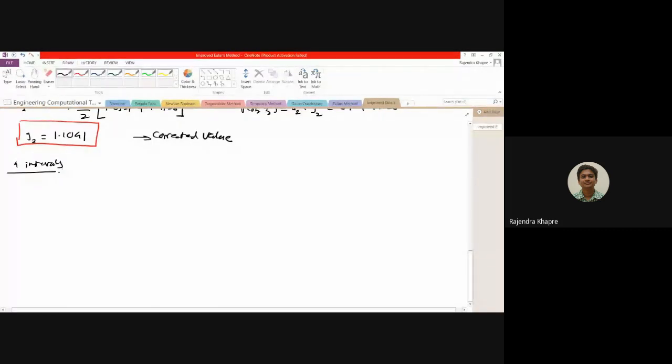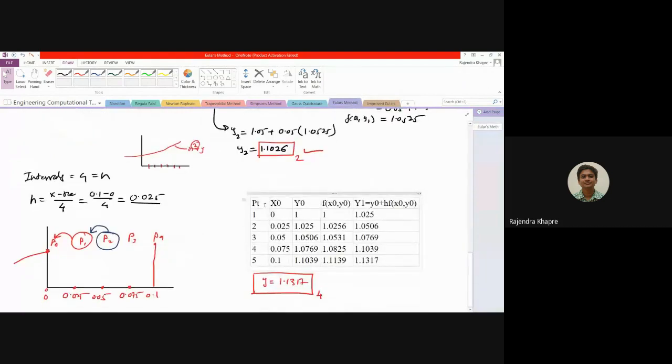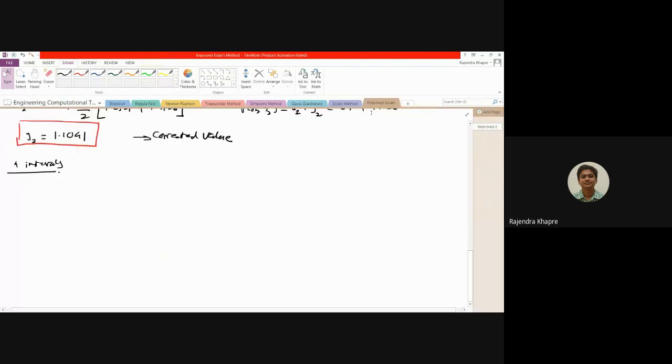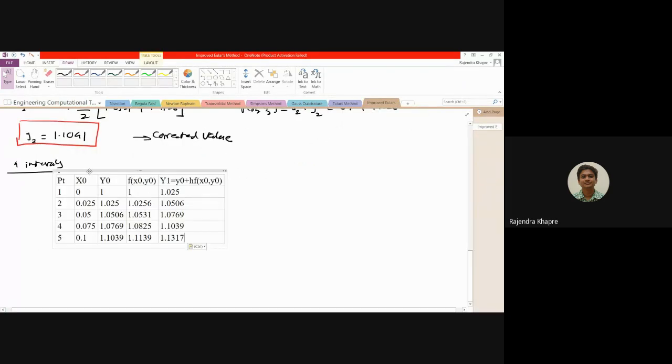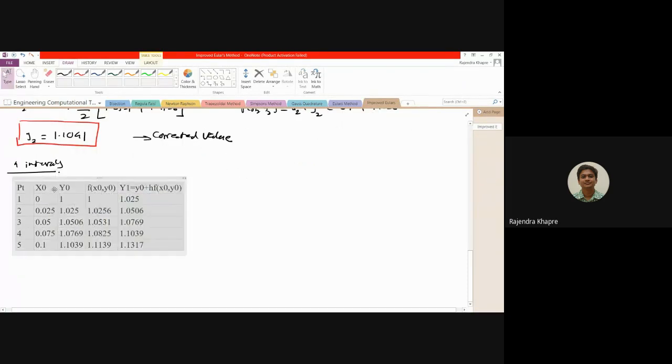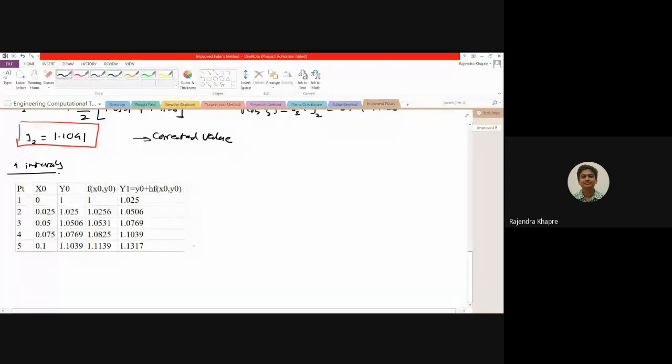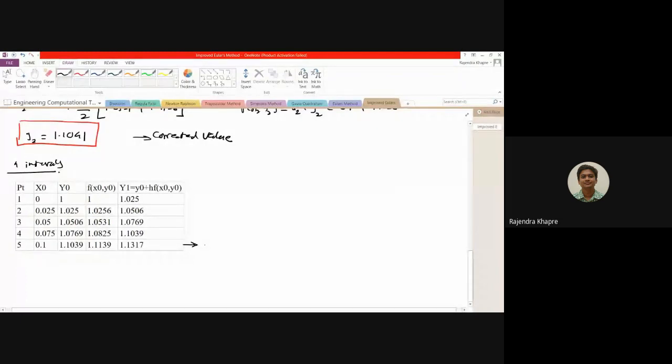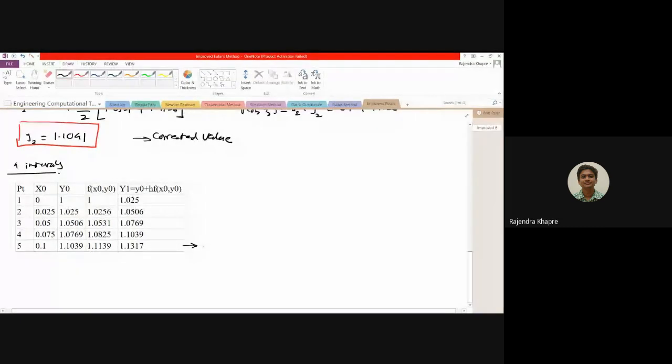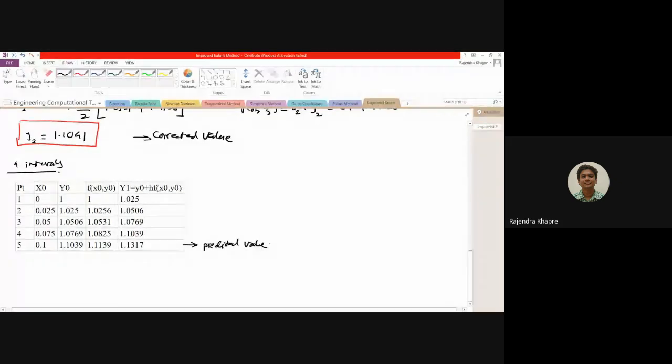For four intervals, you have already solved the problem in the form of a table. The solution is already there with you, so this is the final answer using the Euler's method. These values are nothing but the predicted values. Now you just have to apply a correction to the last value only.